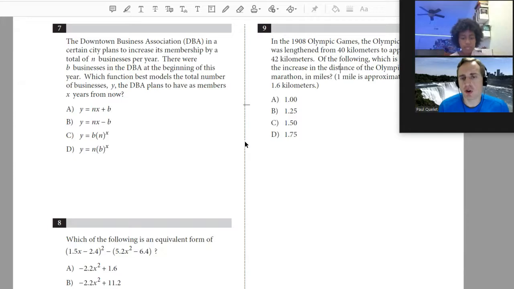So per is per each year. So it's like adding that many businesses per each year. So we're right. So it'd be constant.